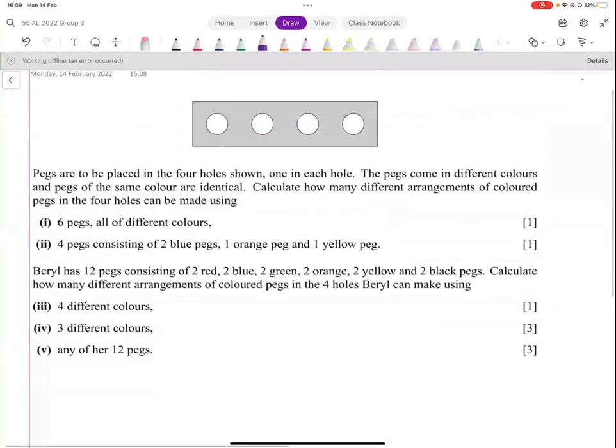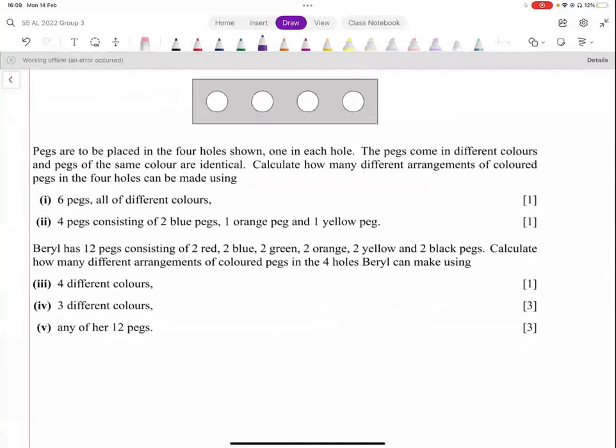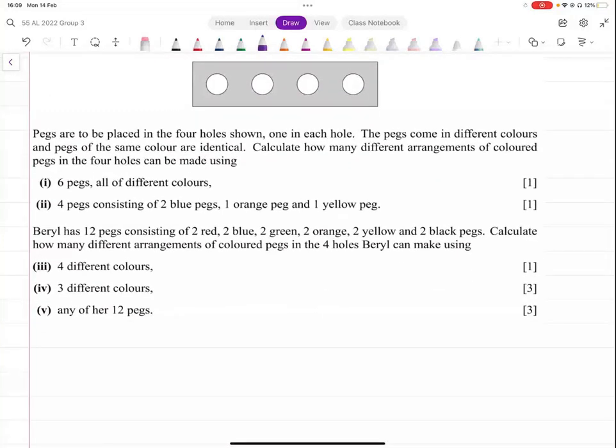Pegs are to be placed in the 4 holes shown, 1 in each hole. The pegs come in different colors and pegs of the same color are identical. Okay, now this is an important piece of information. Identical ka matlab hai, humara repetitions wala case ho sakta hai, where if 2 pegs have the same color, they're going to be identical, to unka order jo hai wo matter nahi karta. Kaun sa pehle hai, kaun sa baad mein, it doesn't really matter. To aapko adjust karna padta hai. Repetitions wala case where we did n factorial divided by p factorial, q factorial, r factorial, that thing might be needed here somewhere. Acha.